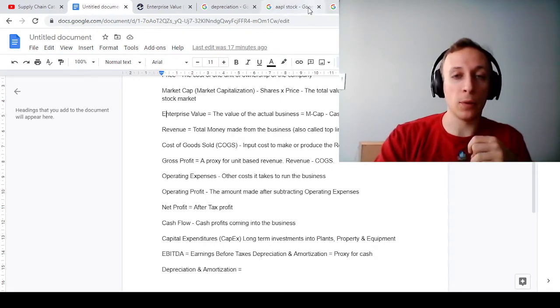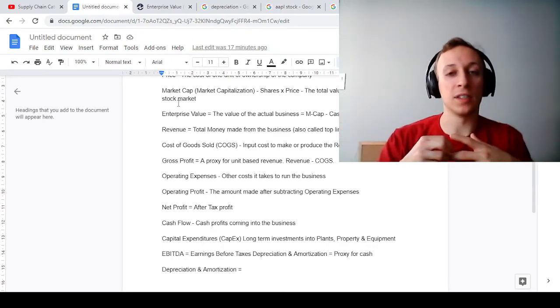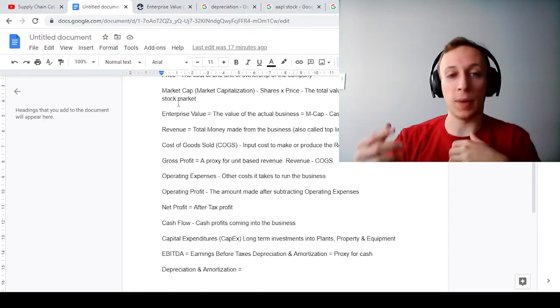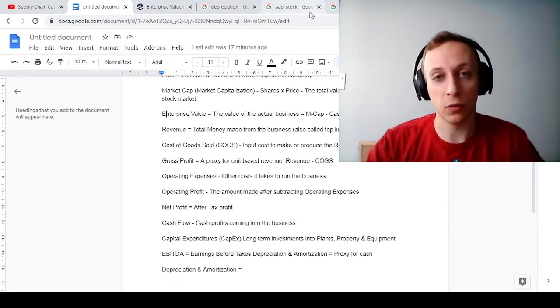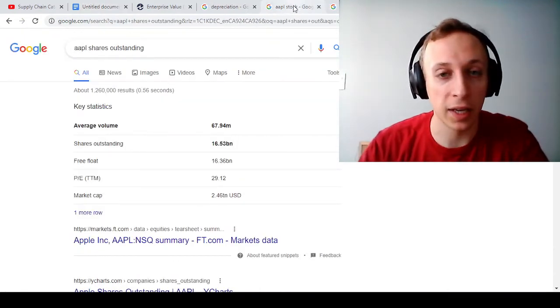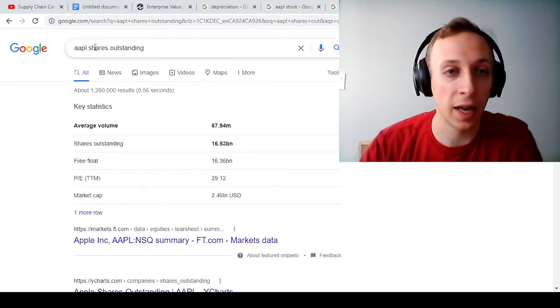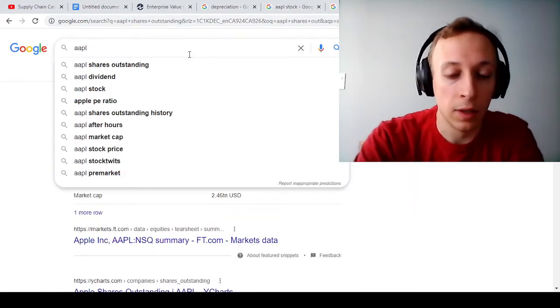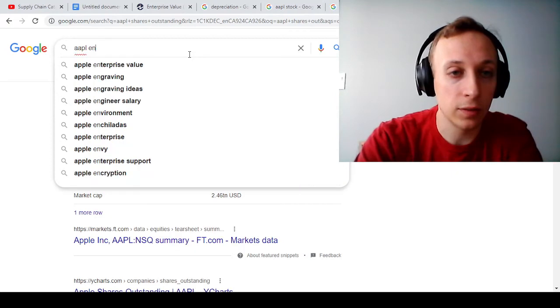So for example, Apple, and most companies do have their enterprise value close to their market cap because most businesses that you'll see on the stock market are money-making businesses that actually have businesses. So if we look here, we can see Apple, again, it's worth 2.5 trillion. Let's look at Apple enterprise value.